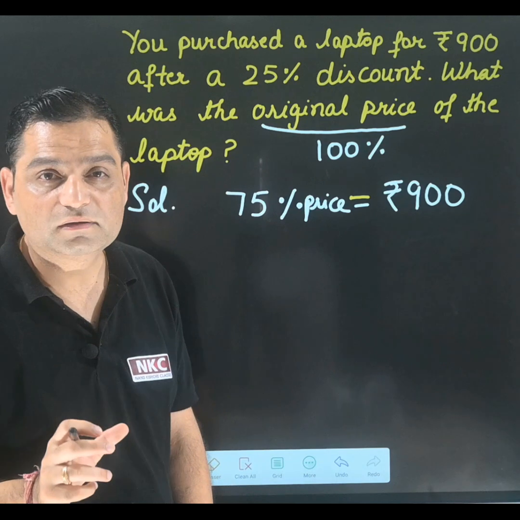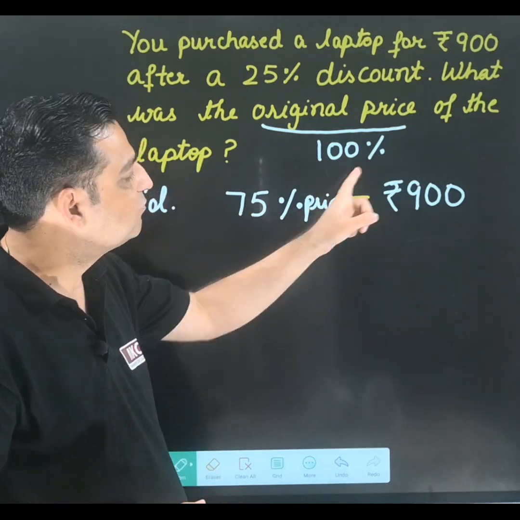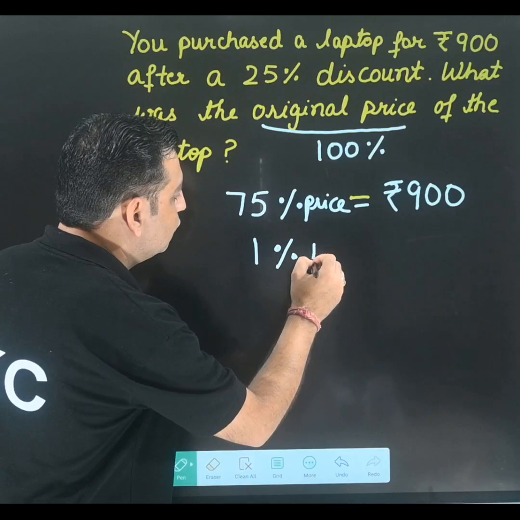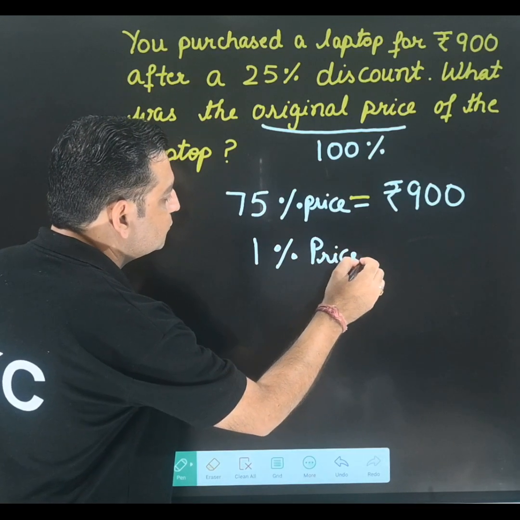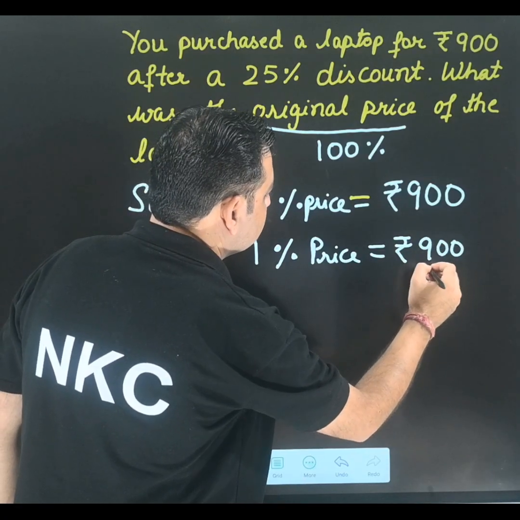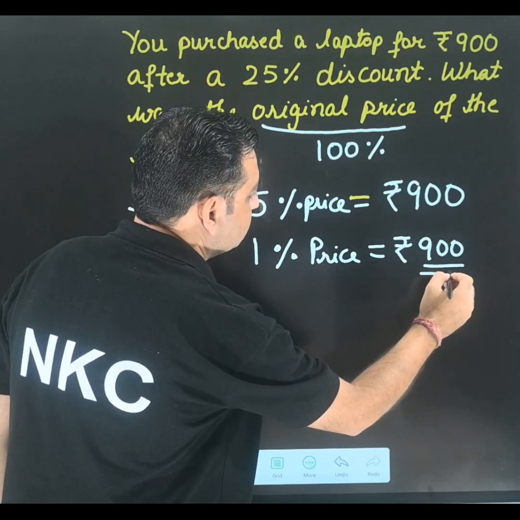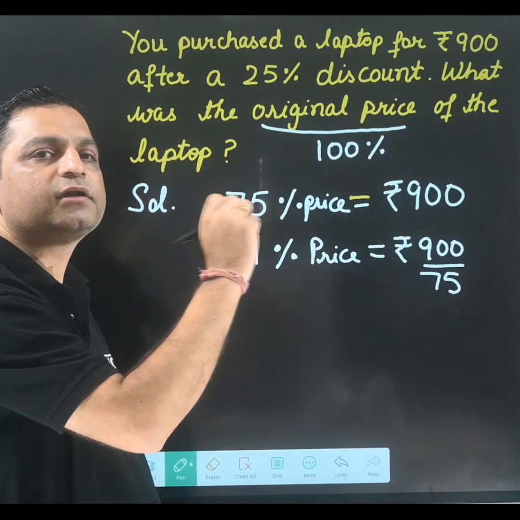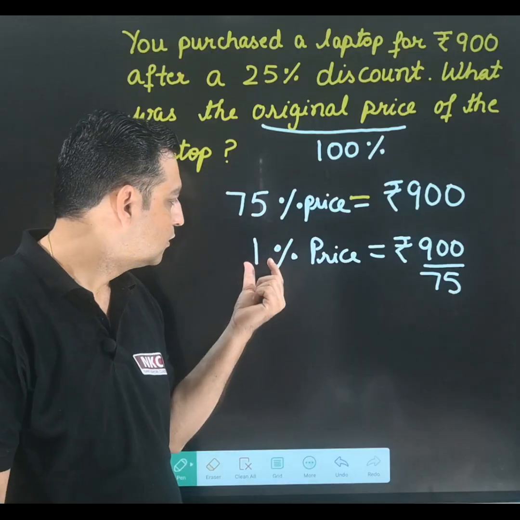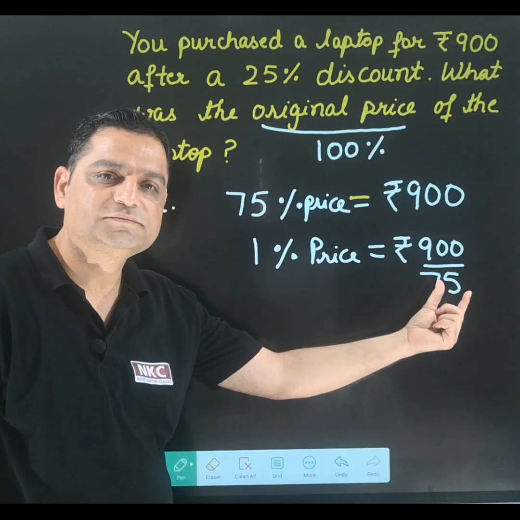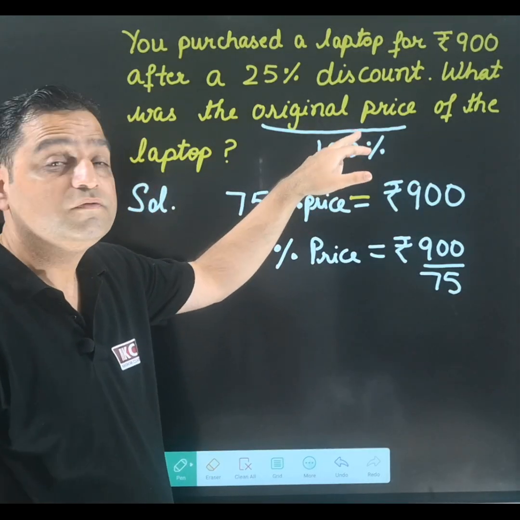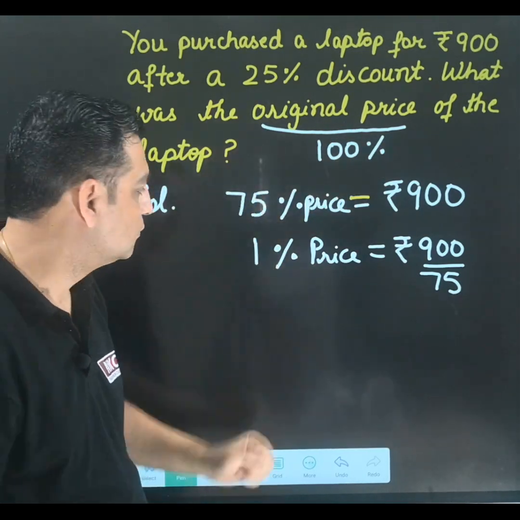Now what is the unitary method? If 75% price is 900, then find the 1% price. What is the 1% price? When you find for 1, that means it is the case of division. This 75 comes down. 900 divided by 75 will give you the unit value. 1% price is this much. How much do I need to find? I want to find the original price, which is 100%.